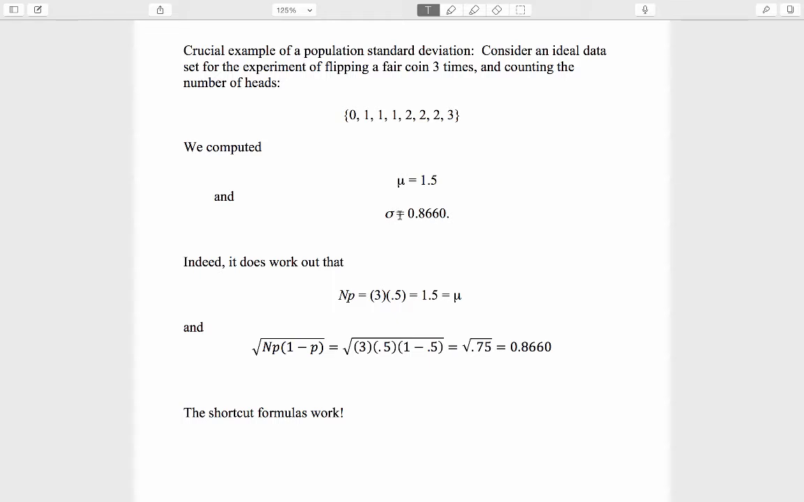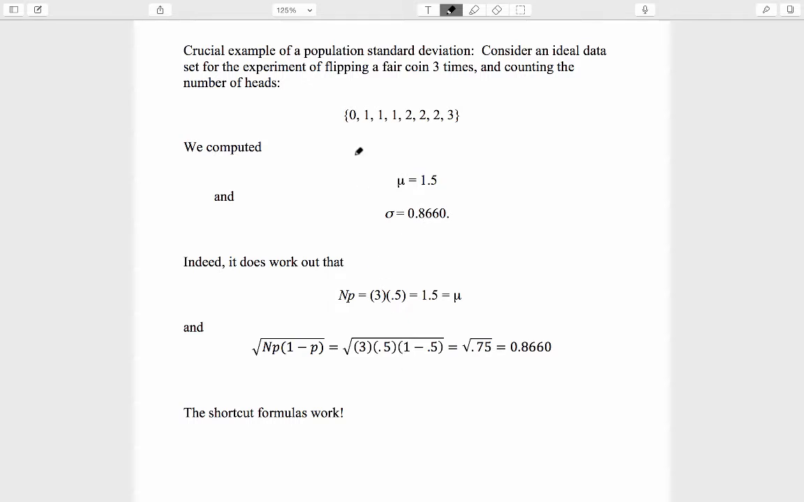Do our shortcut formulas really work? Well, yes, we already know that the n times p shortcut works to compute the mean, but what's new is that this square root of np(1 minus p) shortcut really does work to compute the standard deviation. When we substitute 3 for n and 0.5 for p in the formula, being careful to compute this product before we compute the square root, it turns out that the shortcut gives us the same numerical value as we obtained by doing the full long computation.